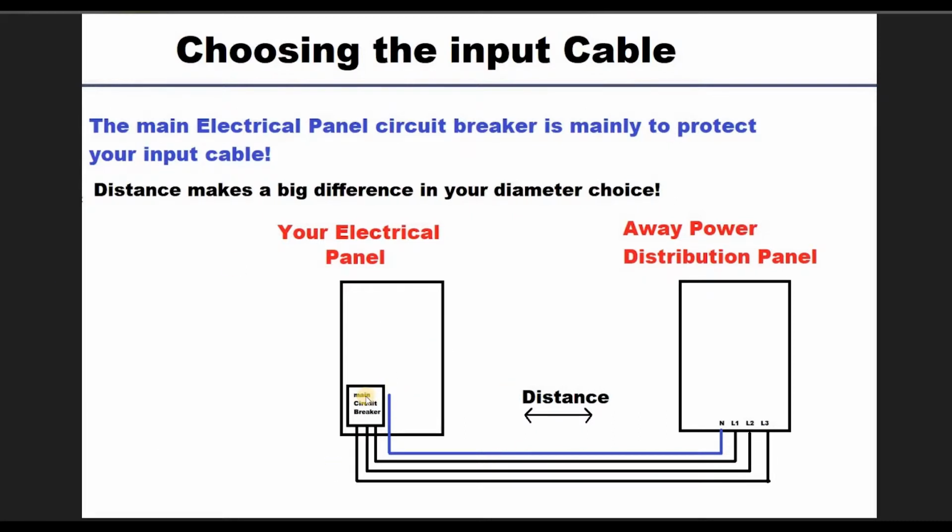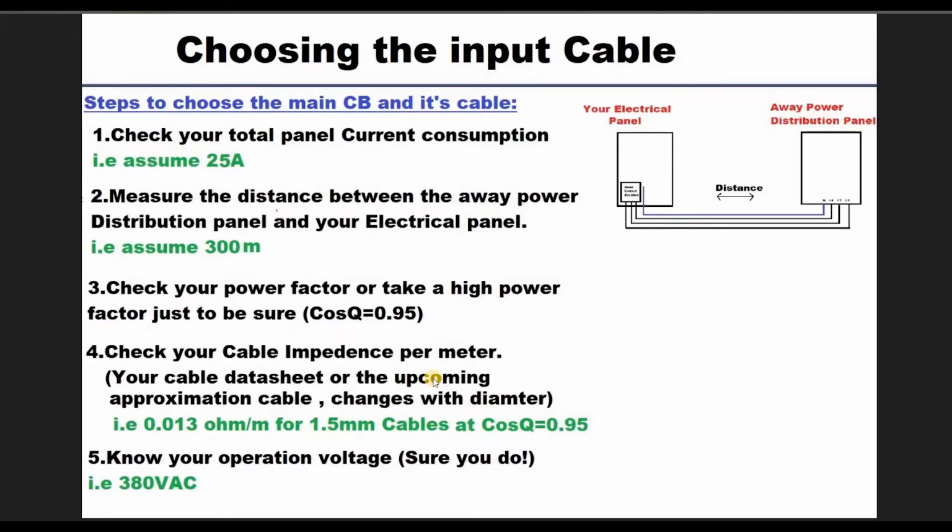I know that for the main circuit breaker, it's usually said that you should design it for your electrical panel. That's correct. You should take into consideration your total current consumption, but you also need to account for the cable distance. So what are the steps that we should follow in order to calculate the cable diameter and the main circuit breaker rating?